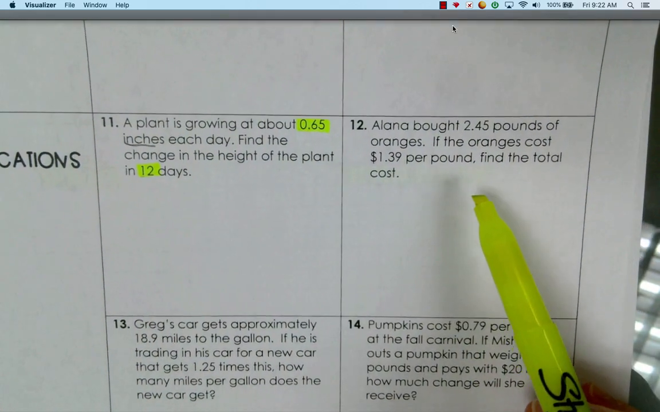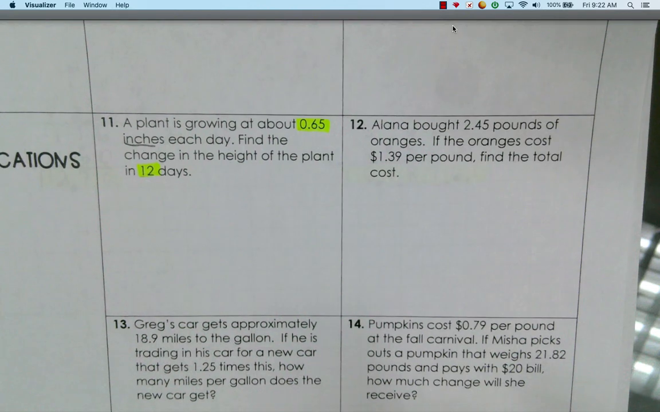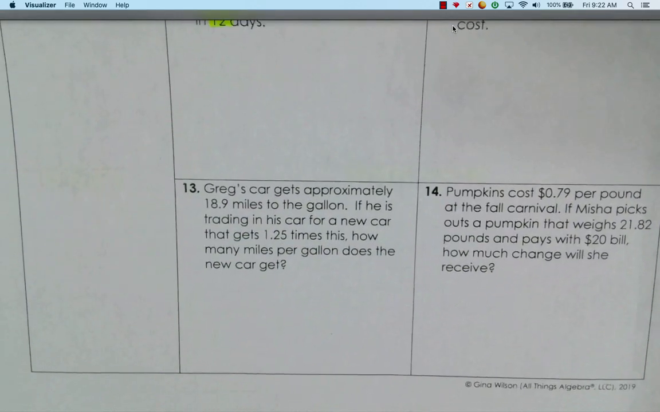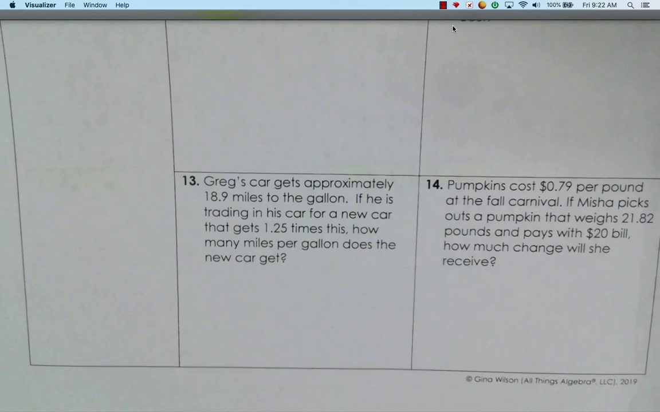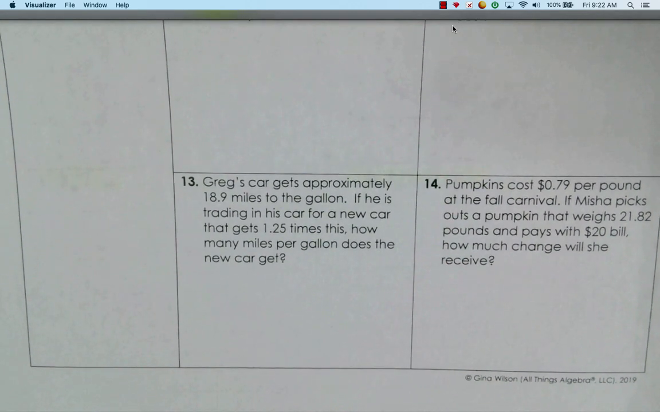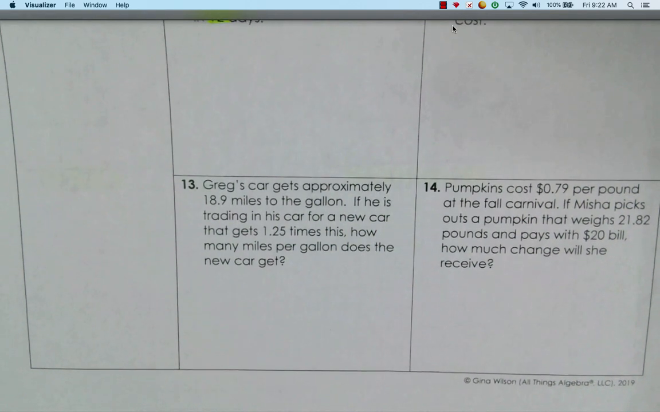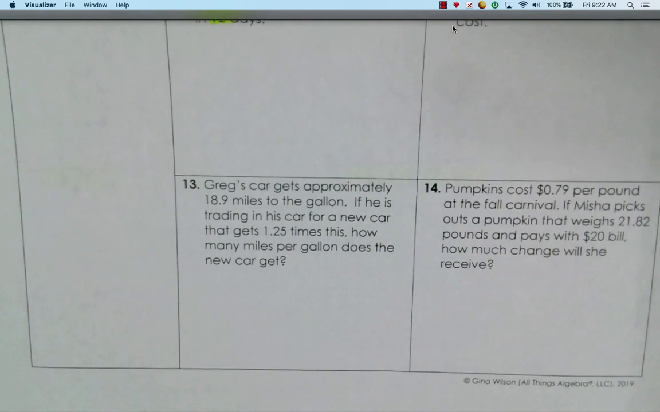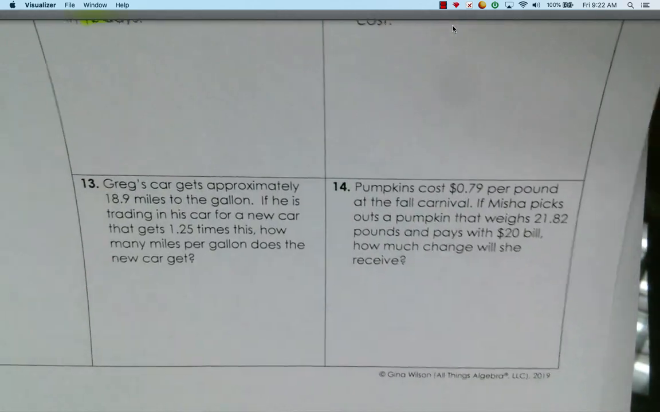And number 12, same thing. Read it. What am I multiplying? And what are my units of measurement? Tell me, what did you come up with, right? And here, number 13, I'm just going to look at this real quick. Greg's car gets approximately 18.9 miles to the gallon. If he is trading in his car for a new car that gets 1.25 times more, how many miles per gallon does the new car get? That's a good one. It's a really good practical one.